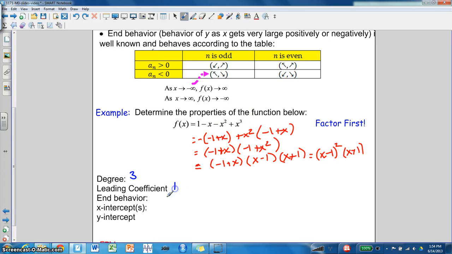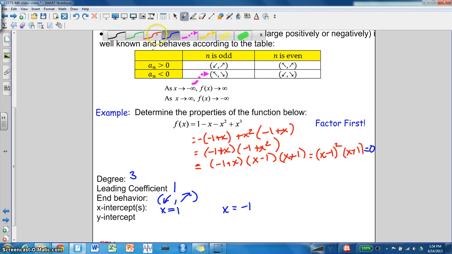Coefficient is just 1. Okay, and so now I go up to my table. My leading coefficient was positive, my n was odd, so my end behavior is going to decrease as I go to the left and increase as I go to the right. X-intercepts. So we need to set this entire thing equal to 0 and solve. Well, the two things that make this 0 are going to be x is equal to 1 from this first term, or x is going to equal minus 1.